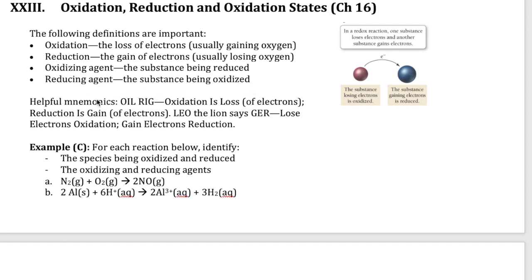There are a couple of mnemonics that can help you remember these relationships. So OIL RIG is a common one. Oxidation is loss of electrons in that case, and reduction is gain. LEO the lion says GER. There, he says lose electrons is oxidation and gain electrons is reduction.